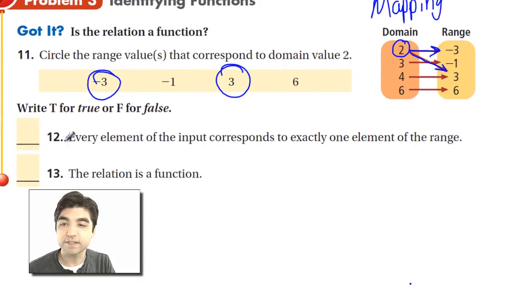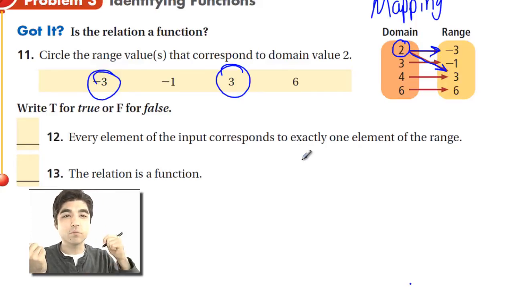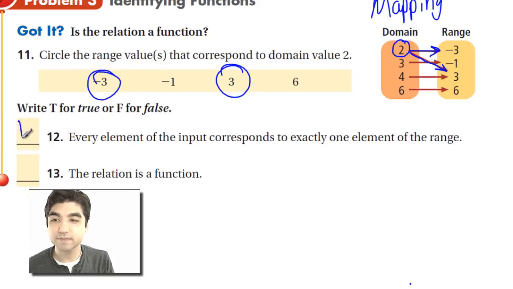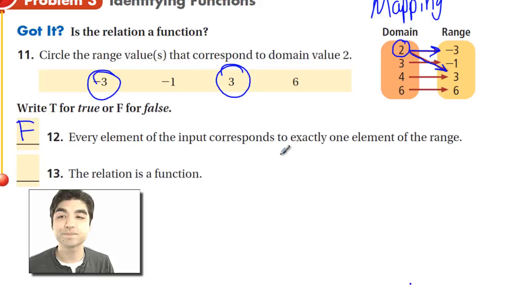So if we look down here and answer these questions, it says every element of the input corresponds to exactly one element of the range. So that means, does every domain value only have one range value? And that's false. R1 here has 2. And it says the relation is a function, and that's false too.